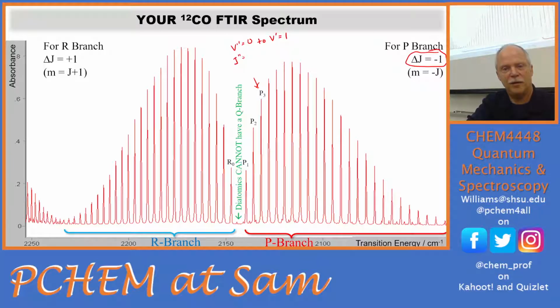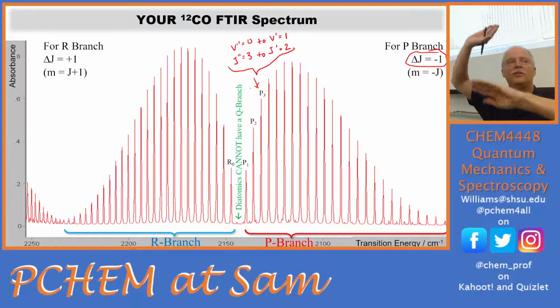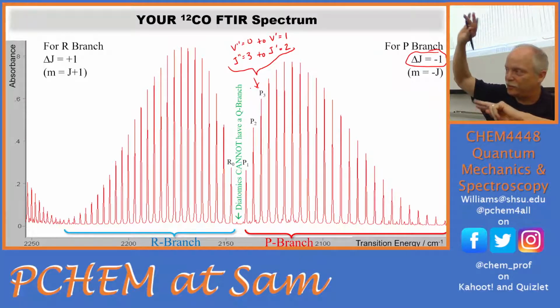J double prime is equal to 3 to J prime equals what? What are we doing here for the P branch side? We're going down, and so J prime should be 2. Going down by 1 J level. So that right there is what's happening for that peak, the P3. So every peak has a connection of 2 different quantum numbers in the upper state and the lower state.